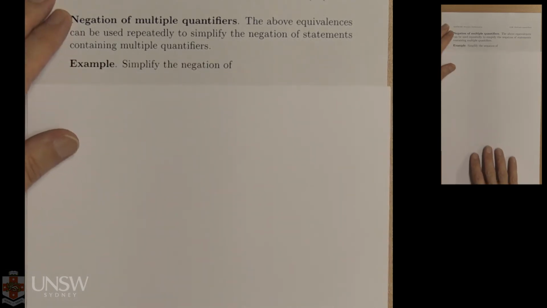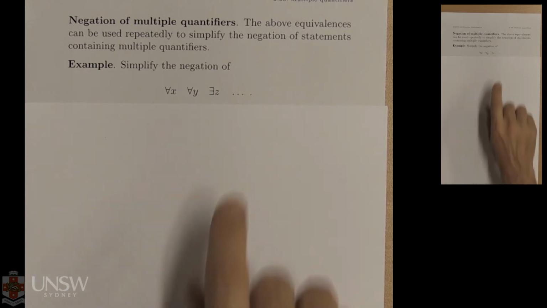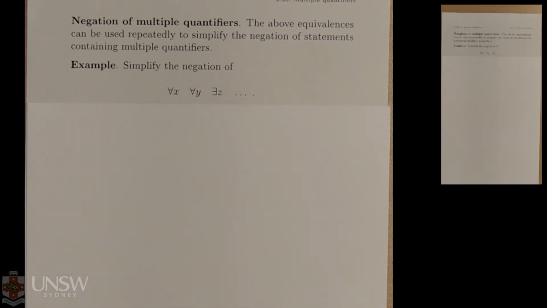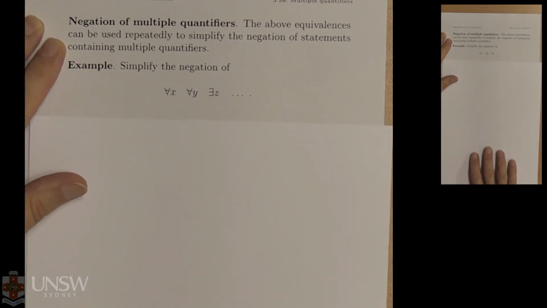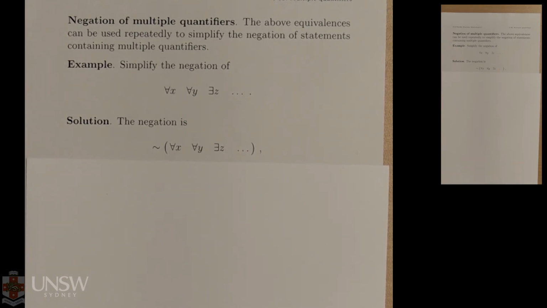So for example, suppose I have this statement here: for all x, for all y, there exists z such that whatever. Again, the dots are just some statement there. Simplify the negation of that. Well, the negation is very easy to write down. You just put a negation symbol in front of it. But we can scarcely say that's simplified.